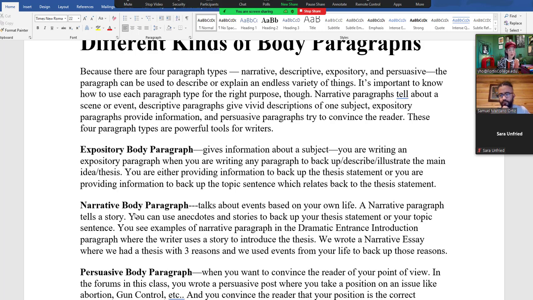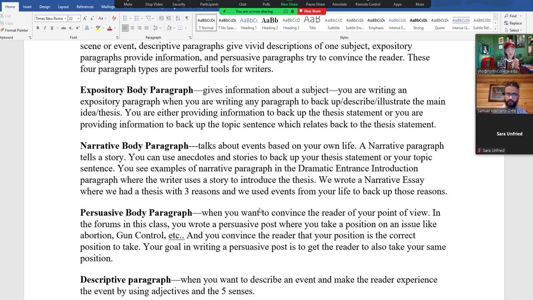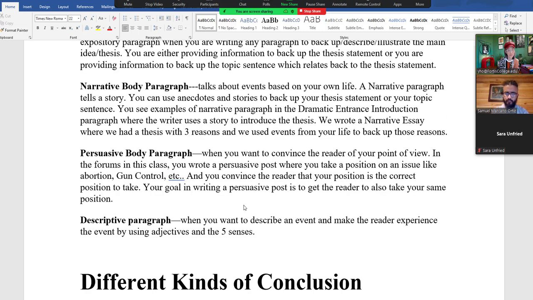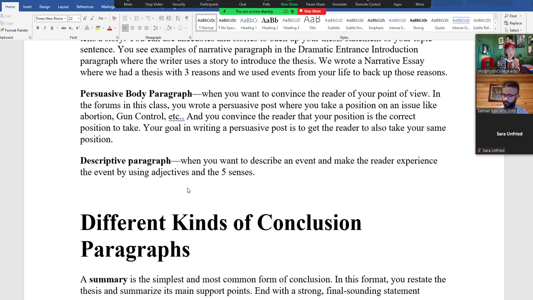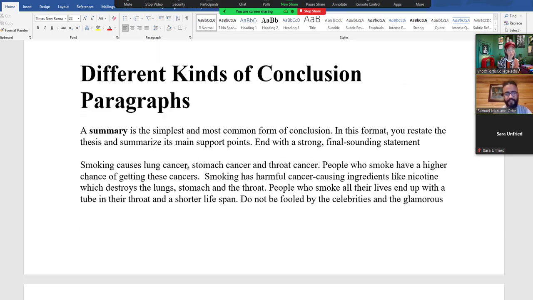A narrative body paragraph is when you talk and base it on your life. So you talk about events based on your own life. So a narrative paragraph tells a story. And then you see examples of a narrative paragraph with the dramatic entrance, in which the writer uses a story from her life to introduce the thesis. Persuasive body paragraph is when you want to convince the reader of your point of view. We did that in week 9. Descriptive paragraph in week 3 when we did our food game. So those are the different kinds of body paragraphs.